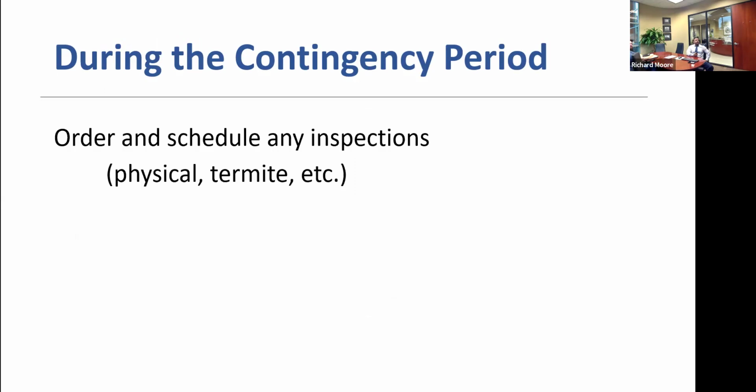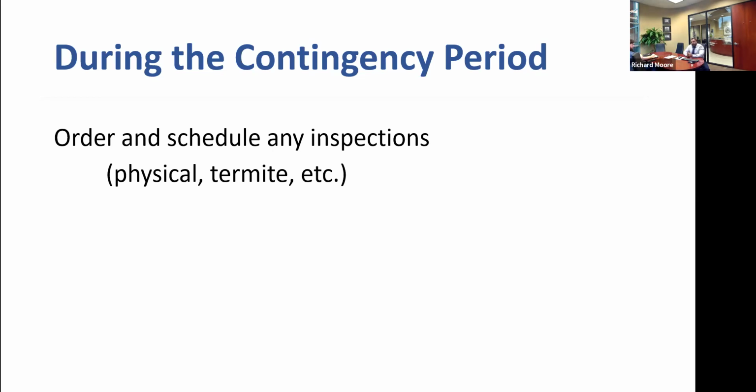During the contingency period, and we've talked about contingencies, you're going to order and schedule any inspections as the buyer's agent. Depending on how you wrote up the offer, you might have asked for a termite inspection, and you might have asked that the seller pay for it. In that case, the listing agent would schedule the termite inspection.